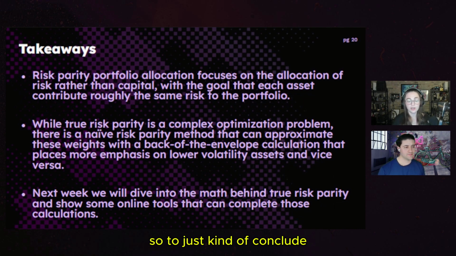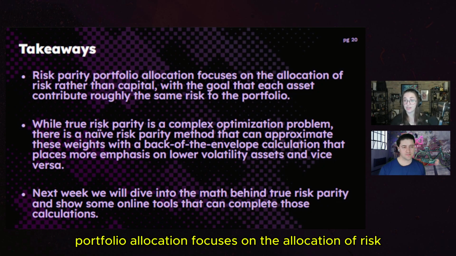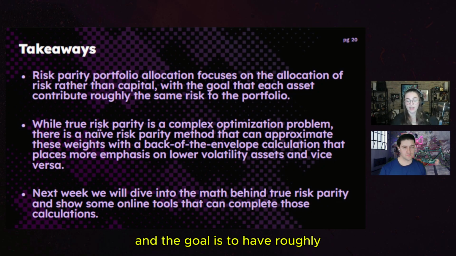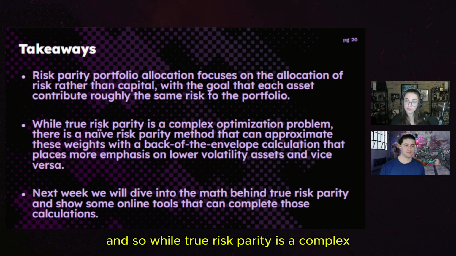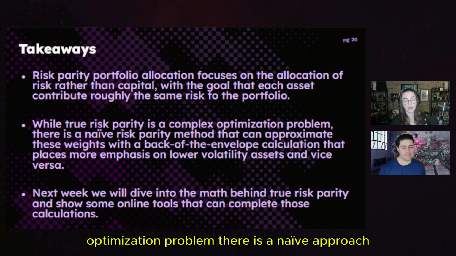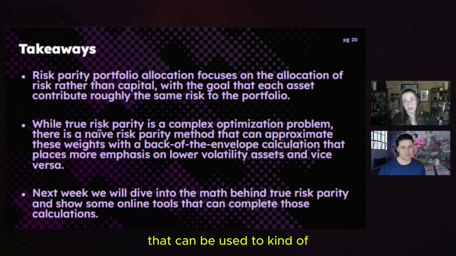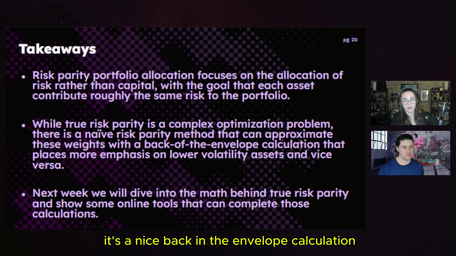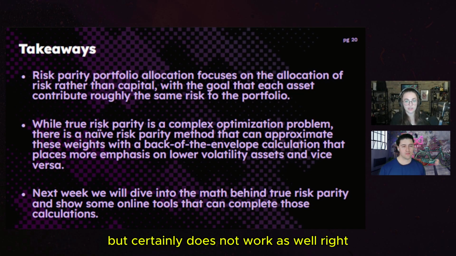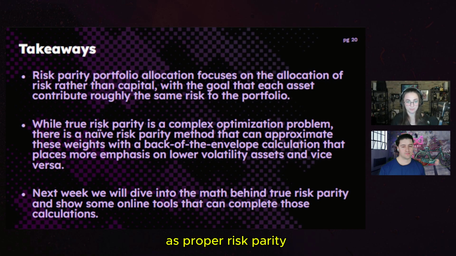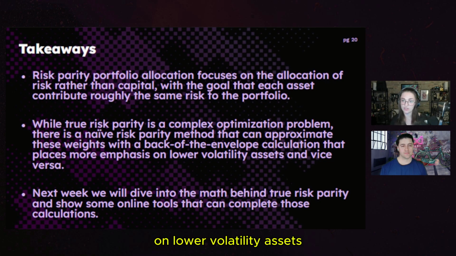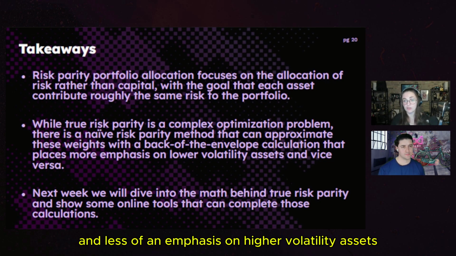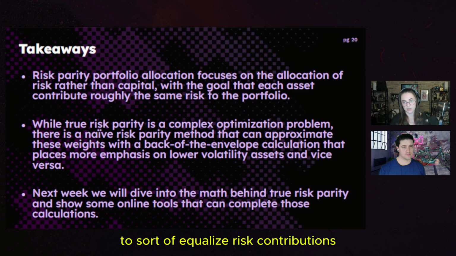So to conclude, risk parity portfolio allocation focuses on the allocation of risk rather than the allocation of capital. And the goal is to have roughly each asset in the portfolio contribute the same degree of risk to the portfolio overall. While true risk parity is a complex optimization problem, there is a naive approach that can be used to approximate these risk parity weights. It's a nice back of the envelope calculation, but certainly does not work as well as proper risk parity. The whole concept being we're going to place more emphasis on lower volatility assets and less emphasis on higher volatility assets to equalize risk contributions.